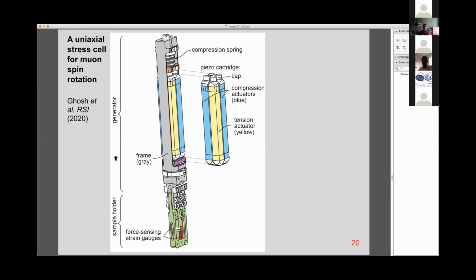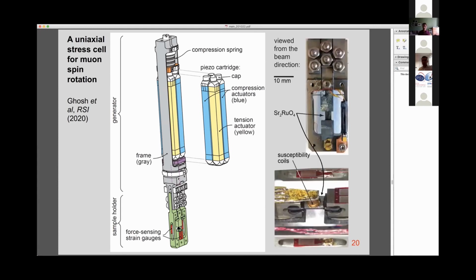So now we want to repeat this experiment under uniaxial stress. So we built this uniaxial pressure cell. It's about 20 centimeters long. It uses piezoelectric actuators here to compress a sample which is placed here. Here's a photograph of a sample. This black square here is a plate of strontium ruthenate. We placed behind this sample susceptibility coils to measure Tc in situ.